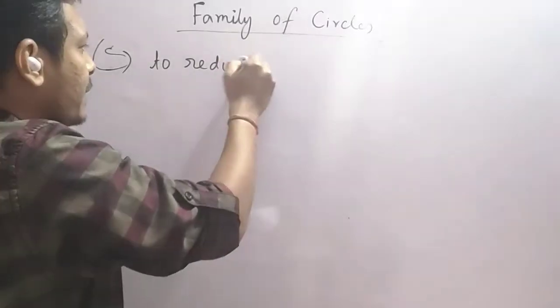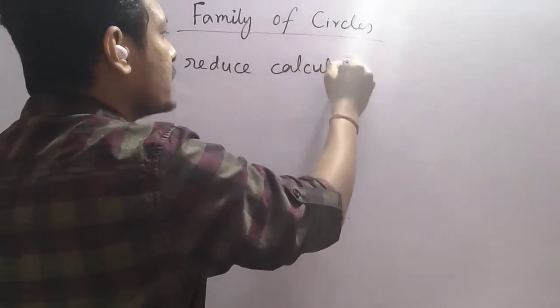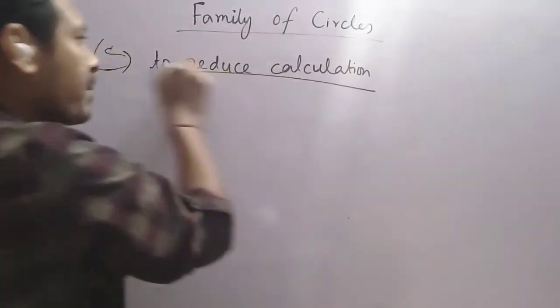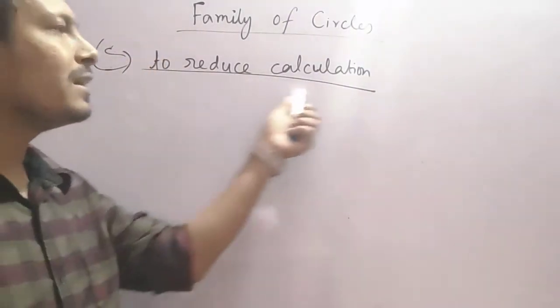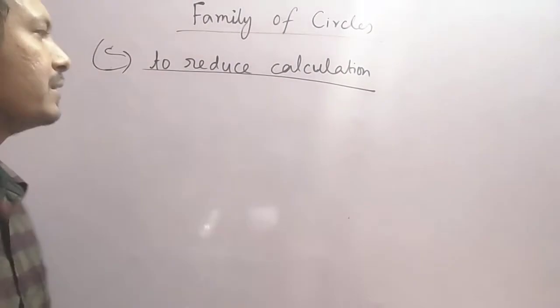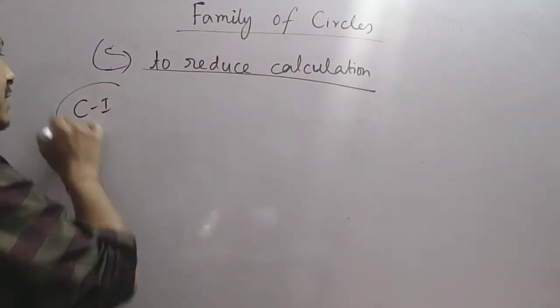Whenever in a question we can use the concept of family of circles, we will use it because it will help us reduce the calculation. Now the question arises here: how does it help to reduce the calculation? We will see one by one. Let's study the first case.